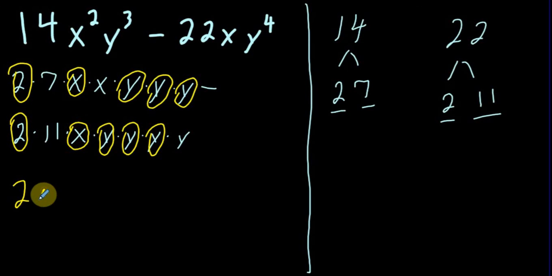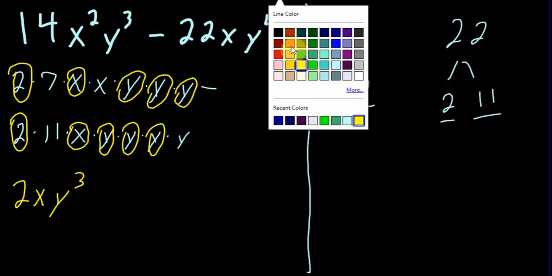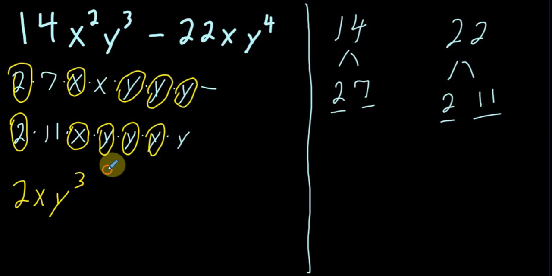1x and 1x. Now there's 1, 2, 3 y's and 1, 2, 3 y's. They both have 3 y's, so y cubed. And then whatever's left, whatever hasn't been circled, goes inside the parentheses. So here we have 7x and then minus 11y.